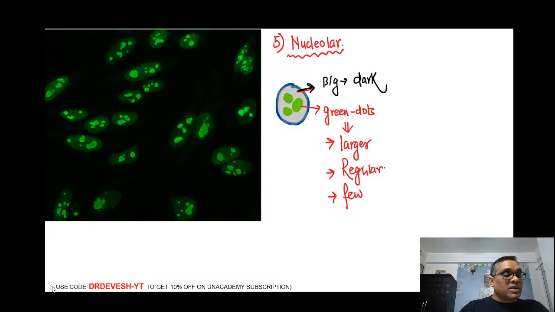Now look at the nucleolar pattern, which was the AIIMS question in 2017-18. Nucleolar pattern. How will be the appearance? Can you see the nucleus? How is the background? Background is dark.